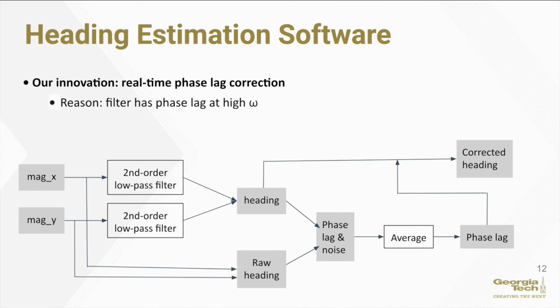Now we can make the assumption that the SpinVTOL is going to spin at a near constant speed. The phase lag is also going to be near constant. So we can apply an average filter to this phase lag and noise term, which will eliminate all the noise and only leave us with the phase lag. Finally, we add this phase lag back to our heading, and we have this corrected heading.